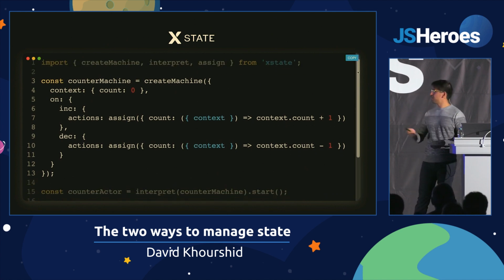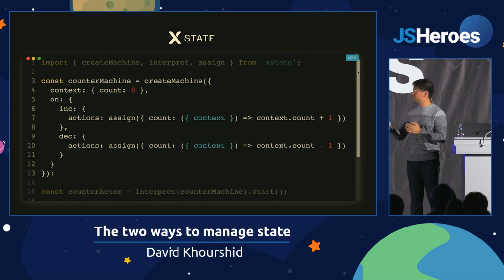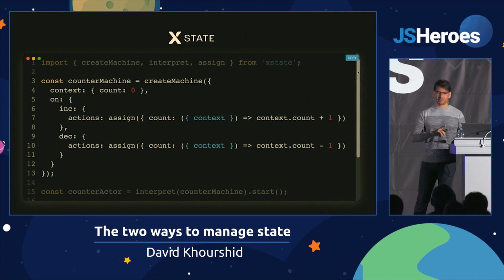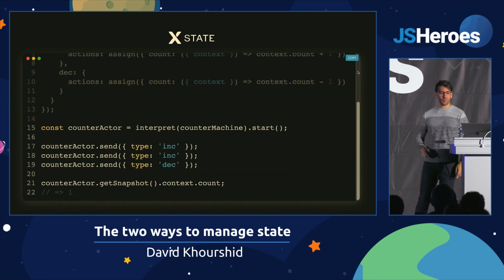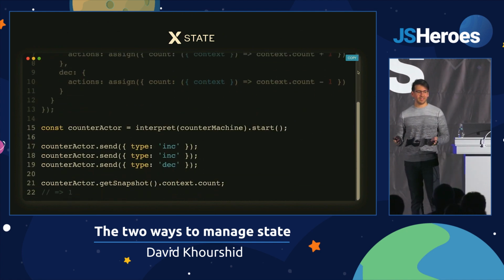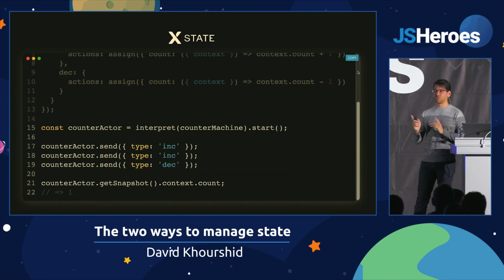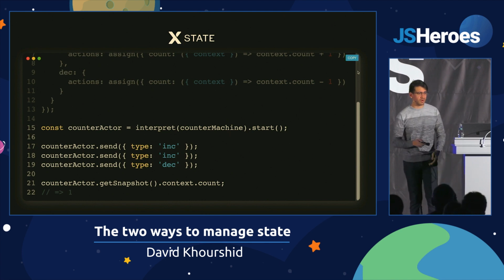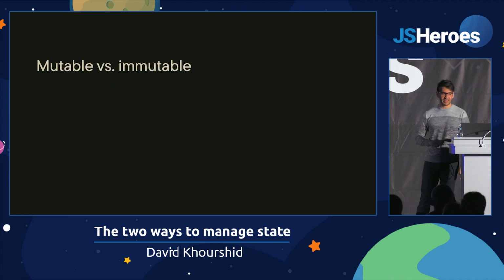So our simple counter machine is just this, basically. We have on increment, assign to the count +1, and on decrement, assign to the count -1. Then we have a way of getting the count, starting the actor, and then sending events. And that's pretty much all you need to know to get started with XState.